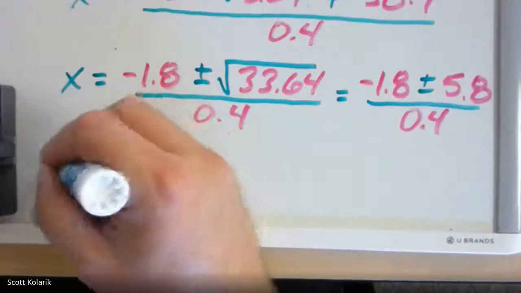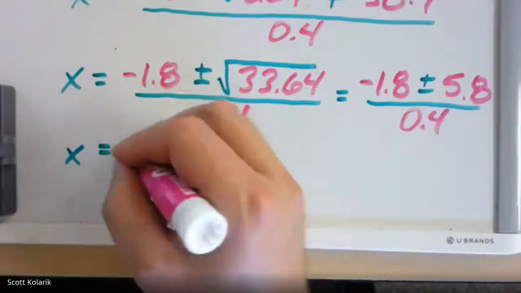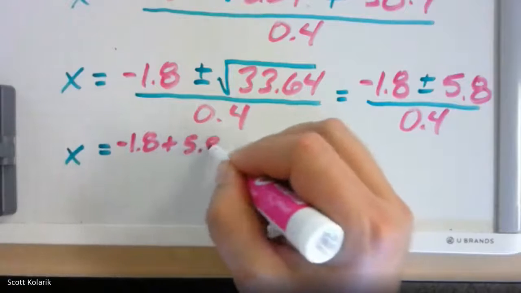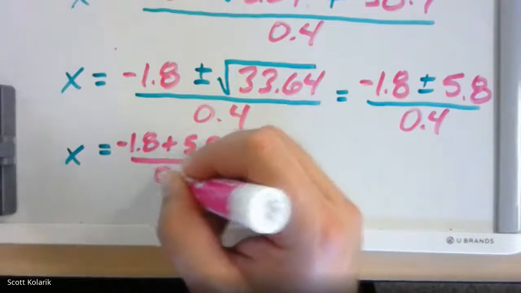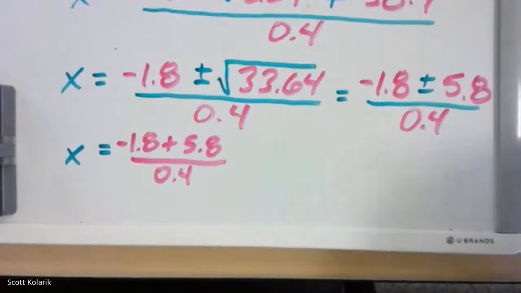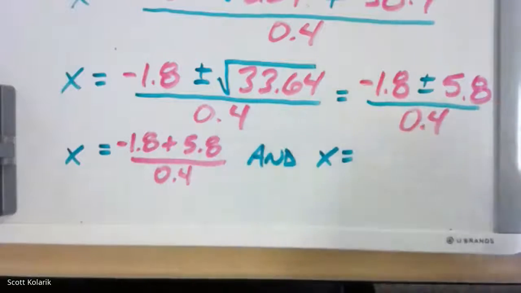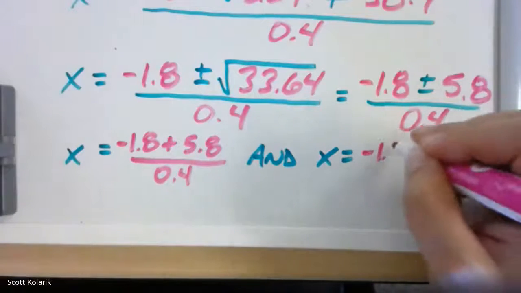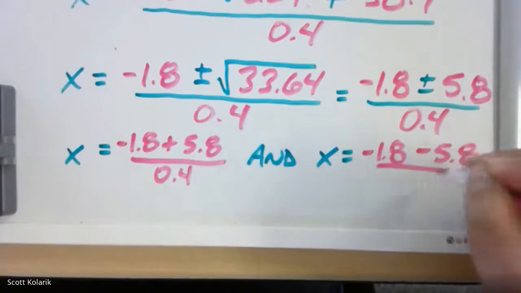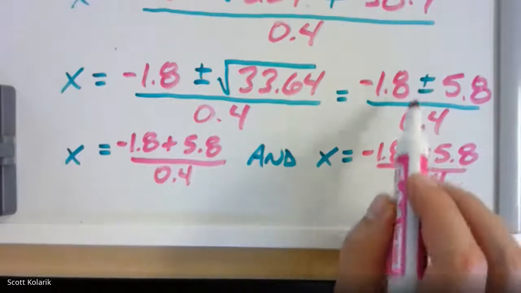All right, so I'm going to get 2 different results here. x is going to equal negative 1.8 plus 5.8. I usually do the positive first, all over 0.4. And that will give me some answer. And x also equals that negative 1.8 minus 5.8 all over 0.4. Again, there's that plus and minus that was represented right here.